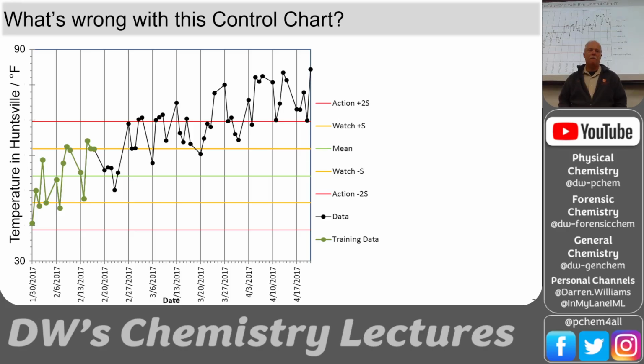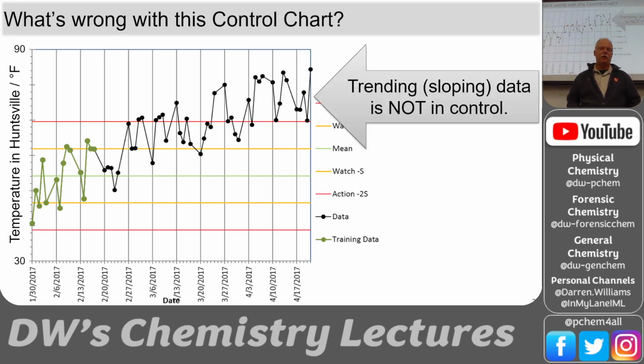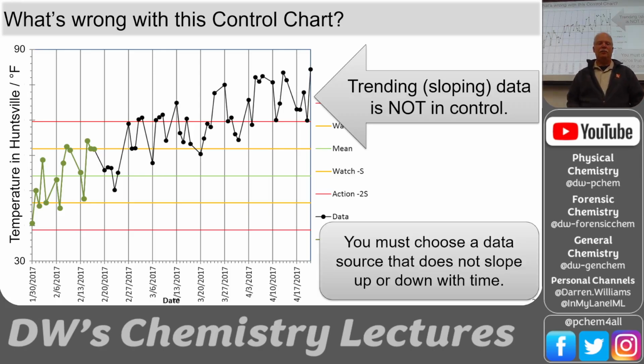What's wrong with this one? It's trending. That's a trend, and that's not in control. Okay, if you take the daily difference, then it'll be a mean close to 0 and irregular fluctuations up and down. So this is sloping data. It's not in control. So you must choose a data source that doesn't slope up or down with time.